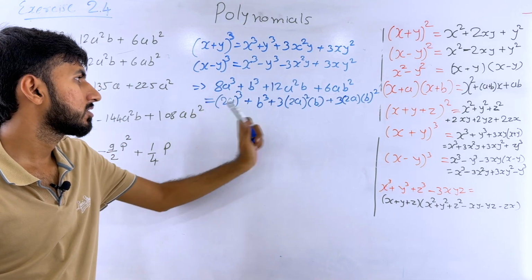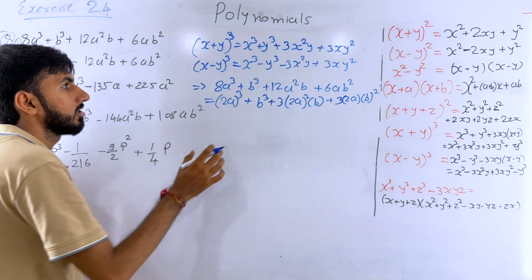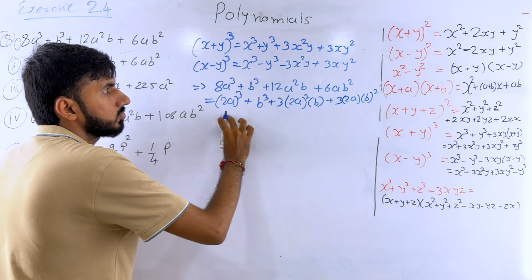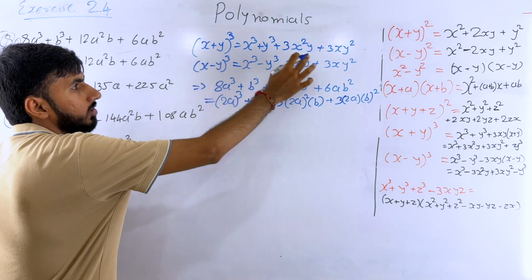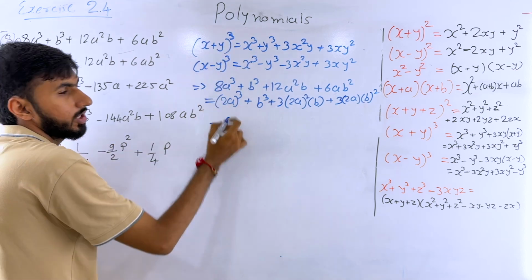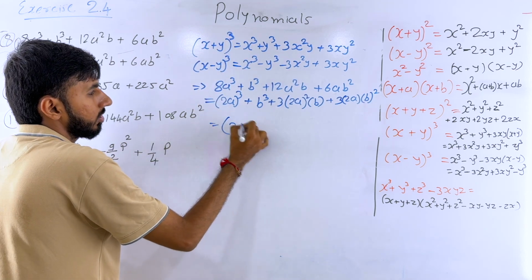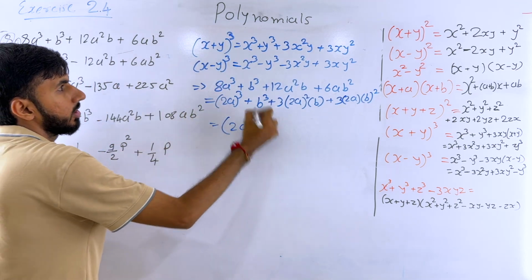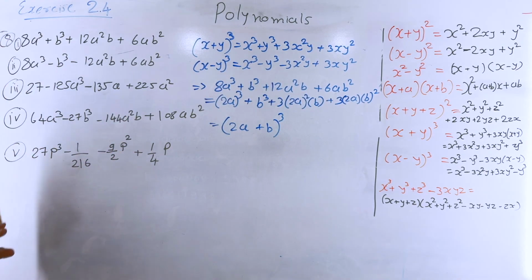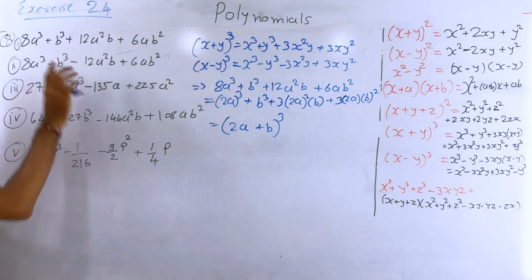I have converted the question into the form of the identity, a similar form of identity. Now I can use the identity. So you have to write, by using the identity (x plus y) cube, the answer as (x plus y) whole cube, right? So here x is equal to 2a, y is equal to b only. So this will be my answer. Very easy. By just watching the question, you can give the answer.